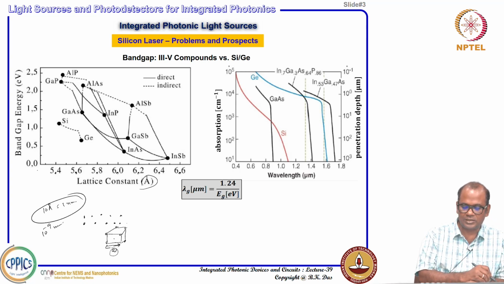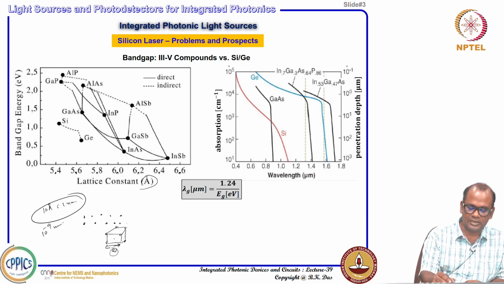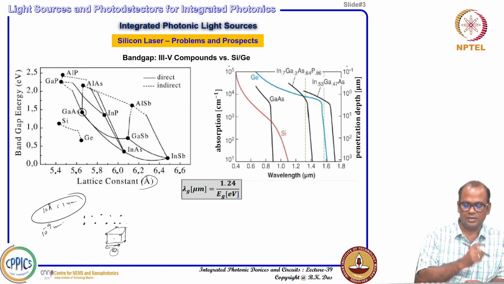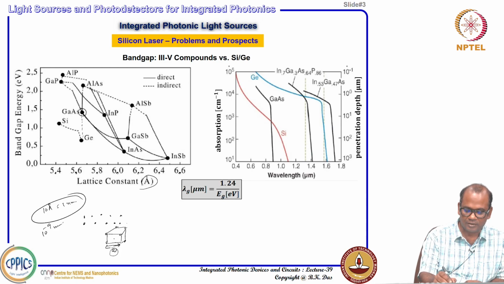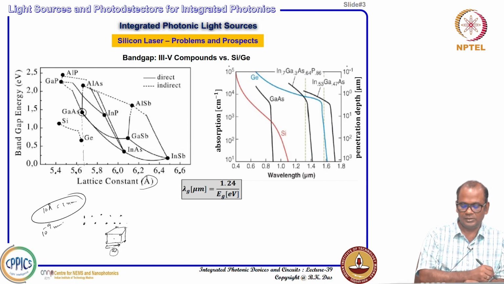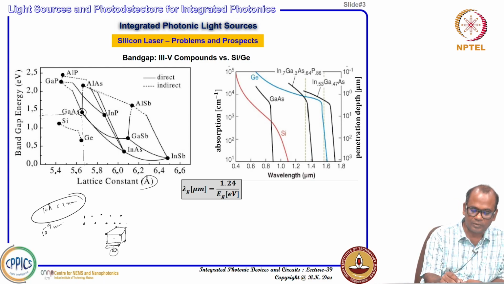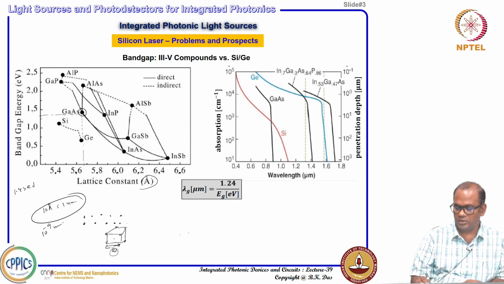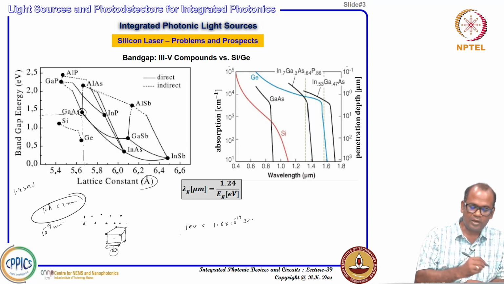For certain materials, for example, let us try to find gallium arsenide in this map. Gallium arsenide, the lattice constant is somewhere here, around 5.7 or so. And what is the band gap? Band gap is this one, about 1.43 electron volt. 1 electron volt is 1.6 times 10 to the minus 19 joule, right, energy. So, gallium arsenide band gap is 1.43 electron volt.